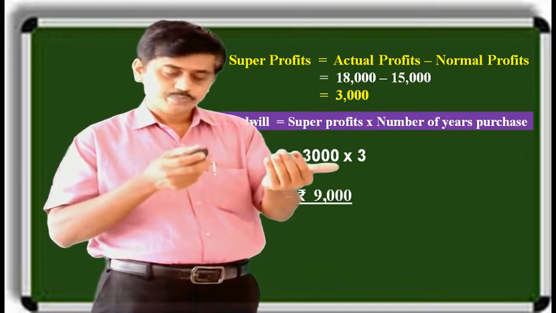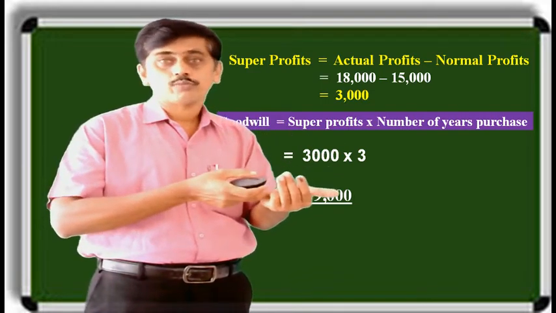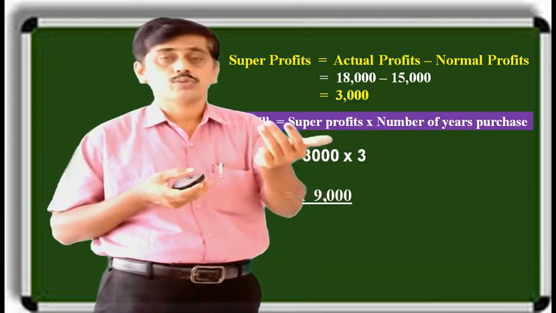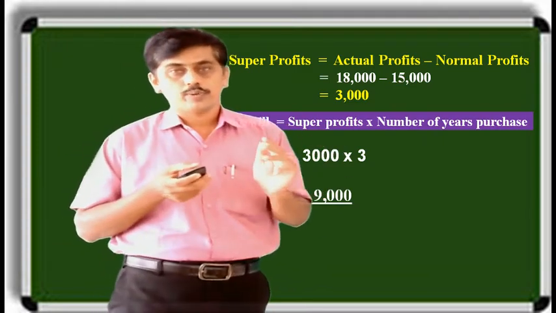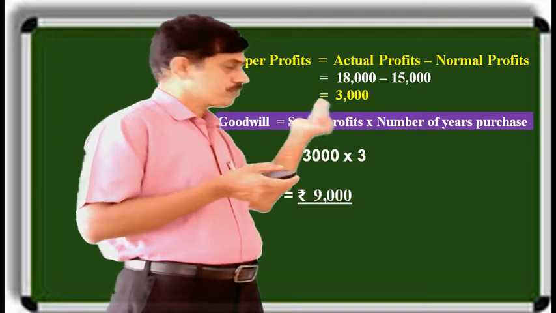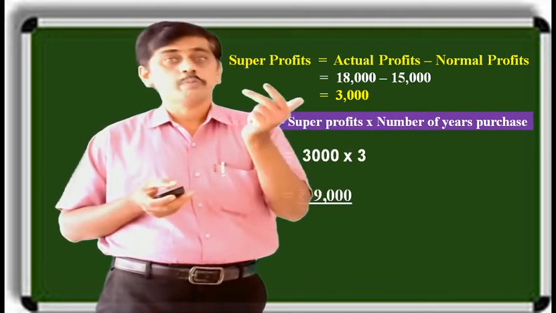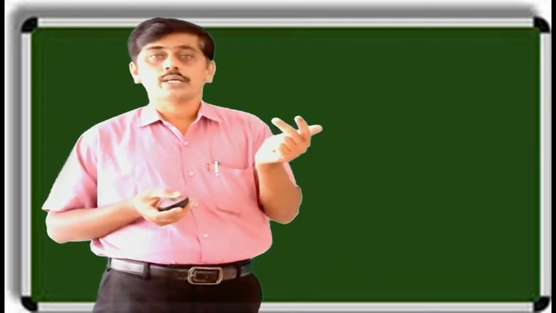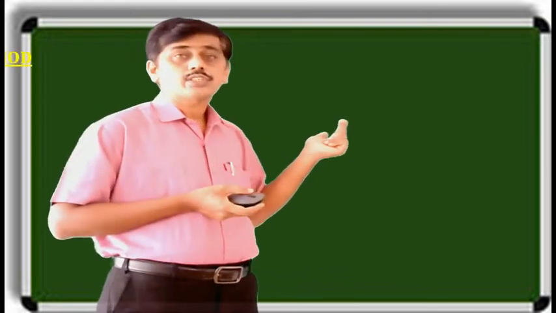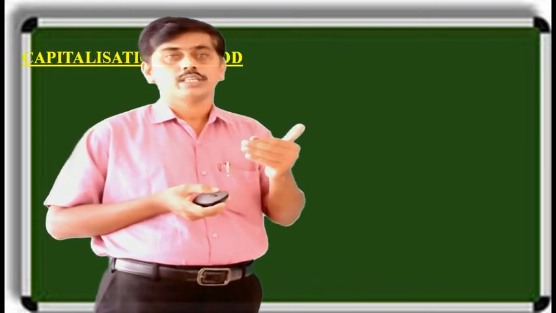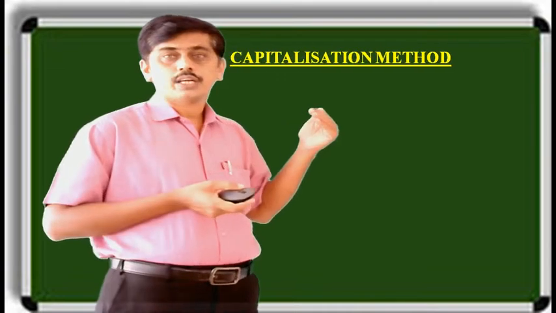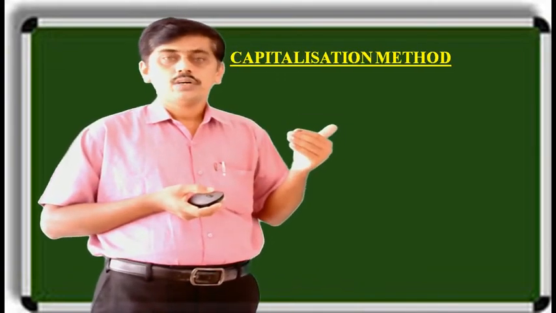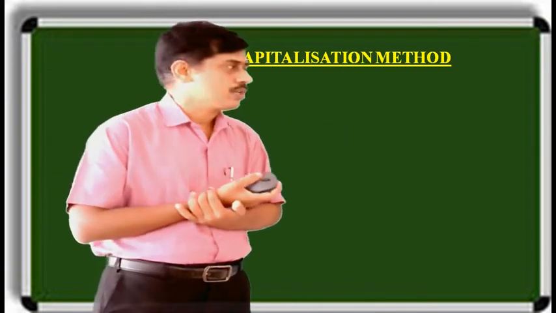We have seen now how to ascertain the value of goodwill under the average profits method and under the super profits method. Now let me move on to see another method, that is the capitalization method. The third method is called the capitalization method. What is it?